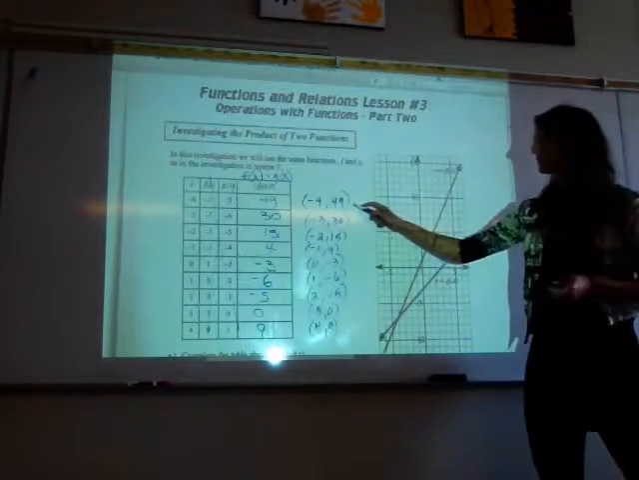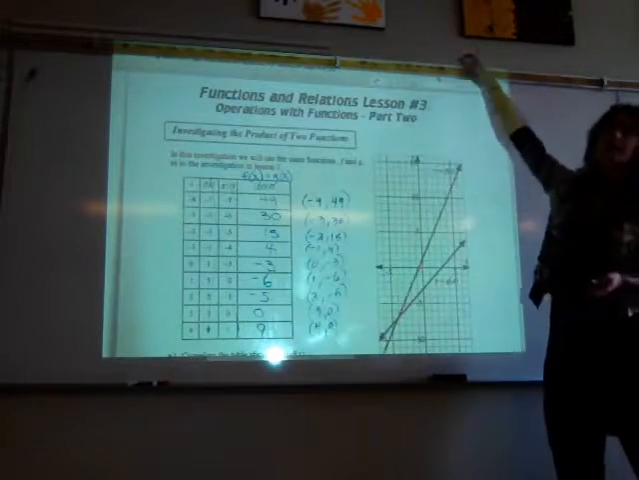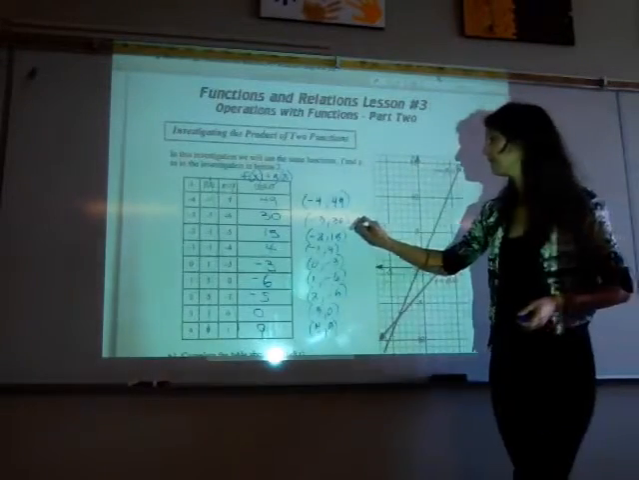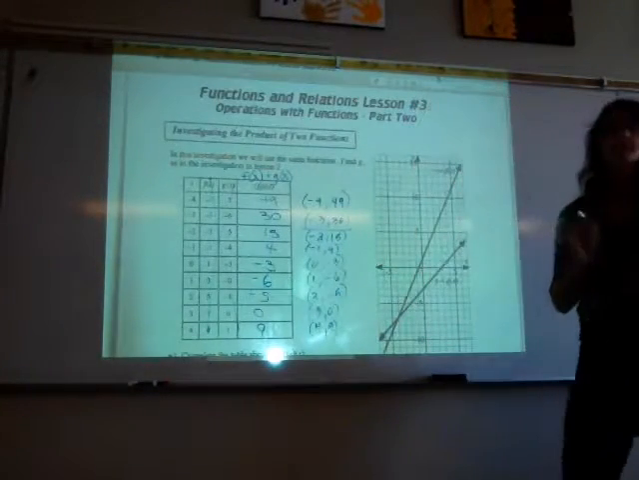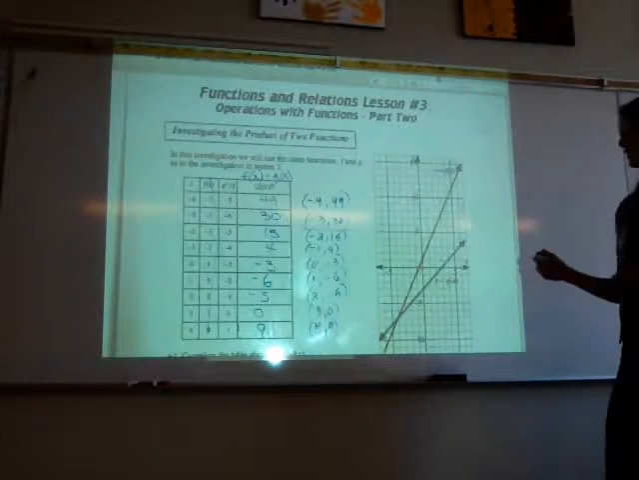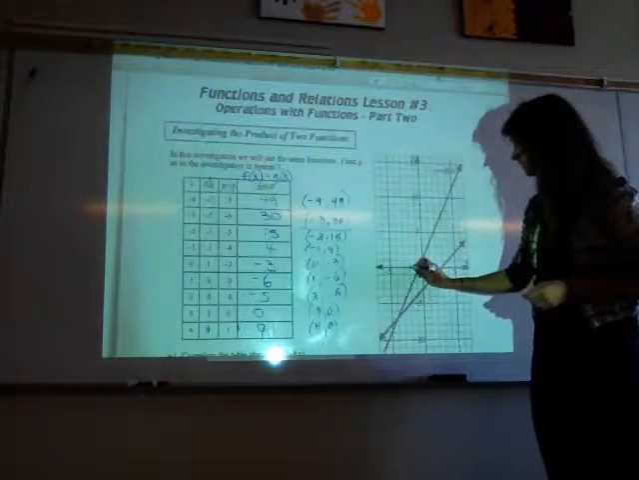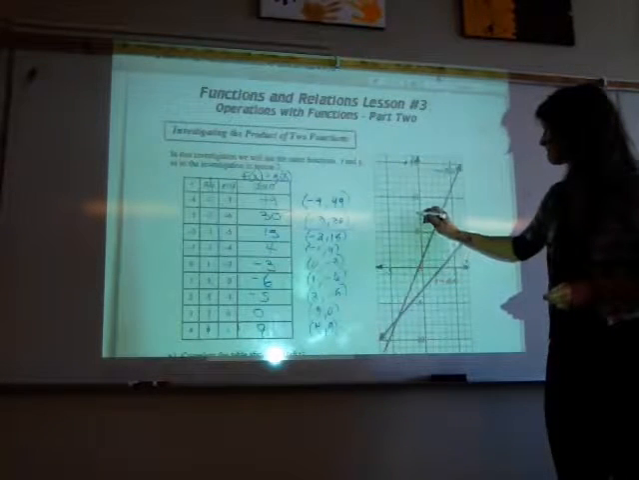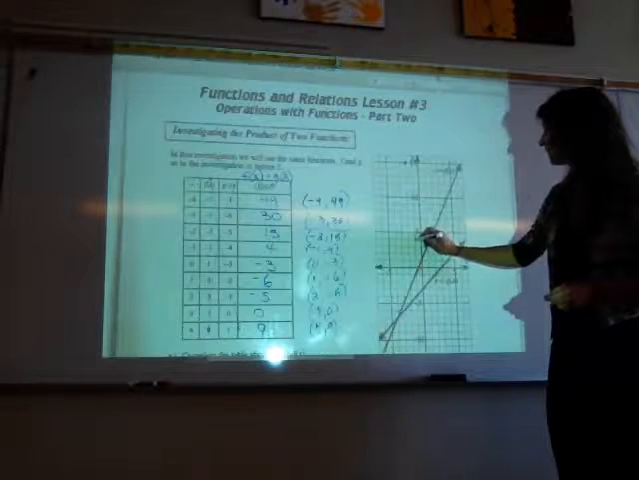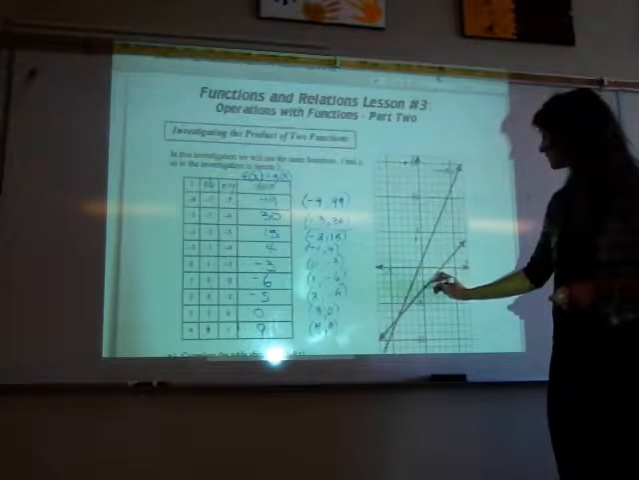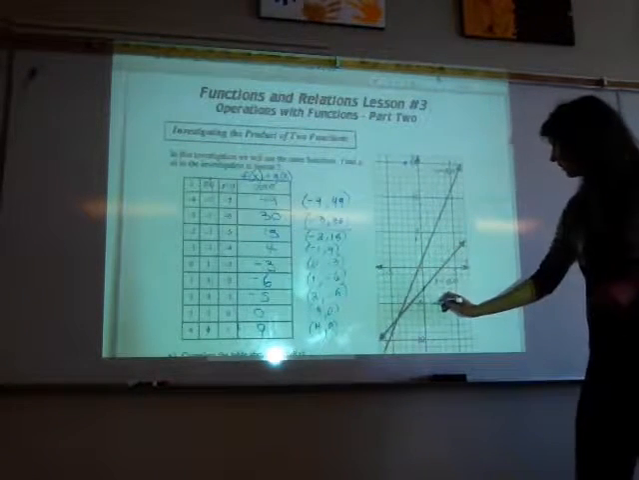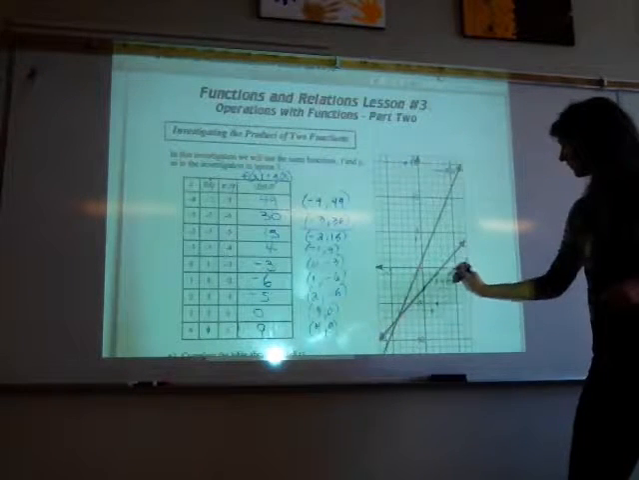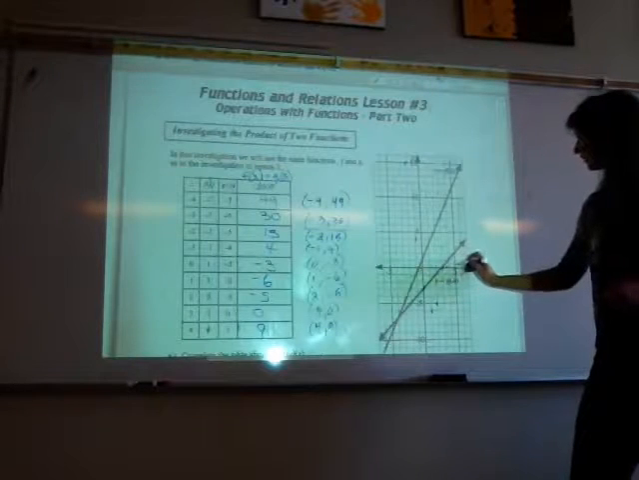Can we fit the first two ones? Negative 4, 49? No, it's way up there. Can we fit 30? Still too high. But we can start at negative 2, 15. So if you guys could just start plotting these points. Negative 2, 15. One, negative 6, 2, negative 5, 3, 0, and 4, 9.